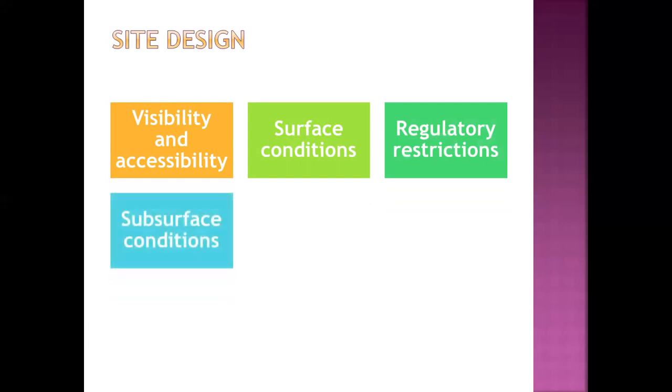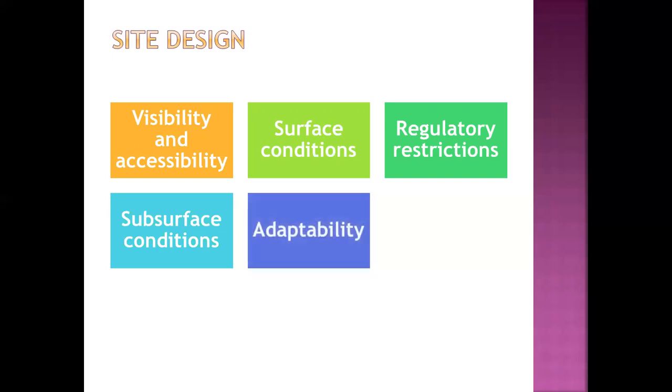We also have the subsurface conditions. So you must confirm the location of underground utilities, height of the water table, bearing capacity of the soil, and existence of environmental hazards. For adaptability naman, so an architect must determine the site's potential for expansion or development for other uses. For site character, describe the qualities of the site such as surrounding uses and views.